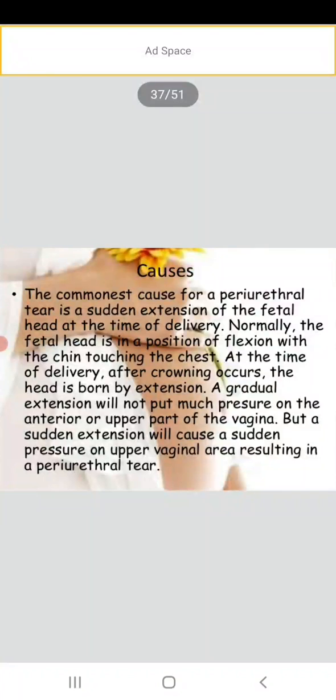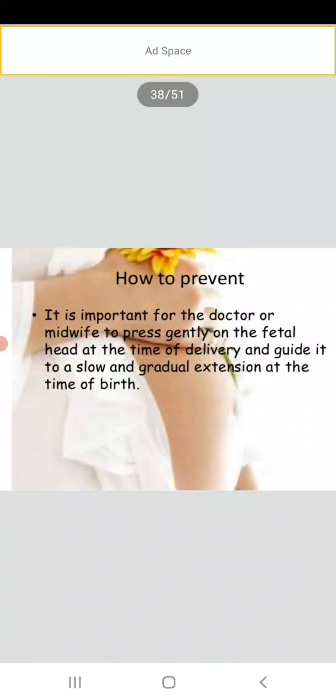Causes. The commonest cause of periurethral tear is sudden extension of the fetal head at the time of delivery. Normally, the fetal head is in a position of flexion with the chin touching the chest. After crowning occurs, the head is born by extension. Gradual extension will not put much pressure on the anterior or upper part of the vagina, but sudden extension will cause sudden pressure on the upper vaginal area, resulting in periurethral tear.